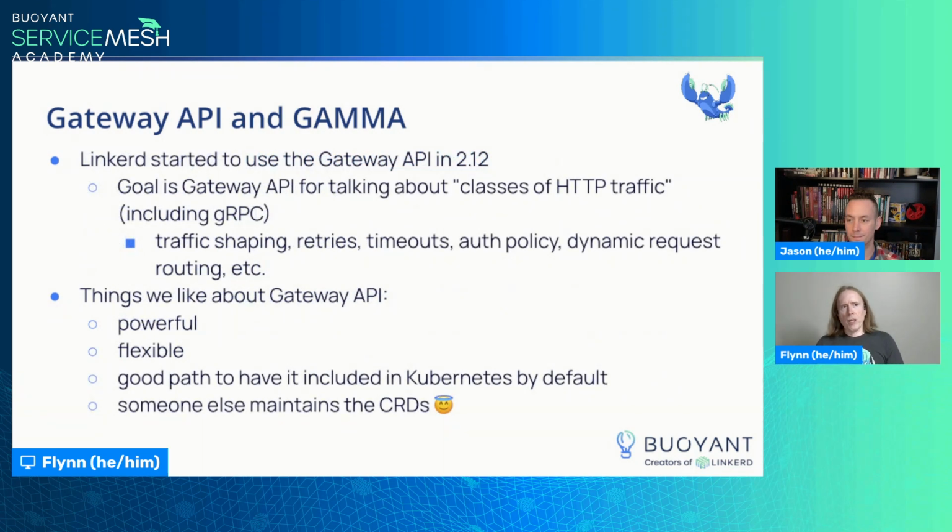Linkerd picked up the Gateway API back in 2.12 when we started using it for per route authentication and authorization. The goal is that Linkerd wants to be using the Gateway API as the primary vehicle for how we talk about classes of HTTP traffic, how we manage that. That very much includes gRPC.